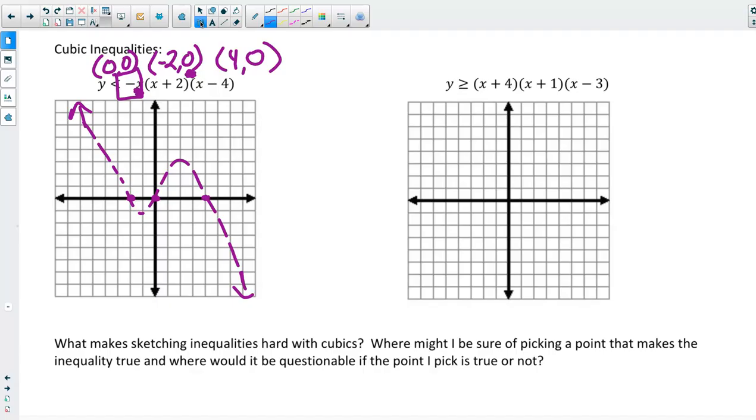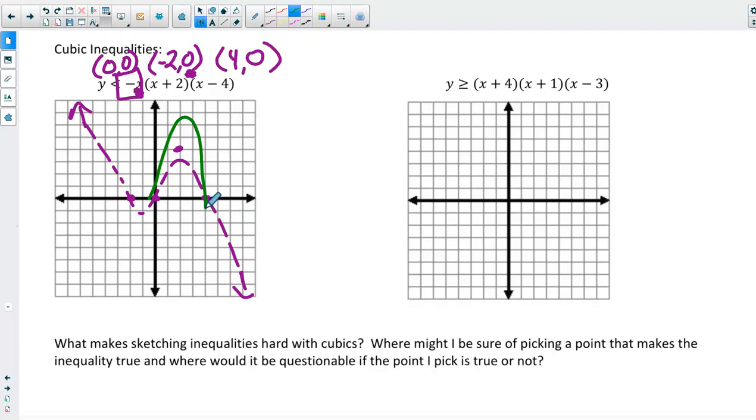Can I choose 0, 0? No. So we're going to have to choose something else. Can I choose that point right there? No. Because I drew my graph like this, but Peyton drew his like this. Who's right? They're both fine. So this doesn't give me any information of actually am I above or below.